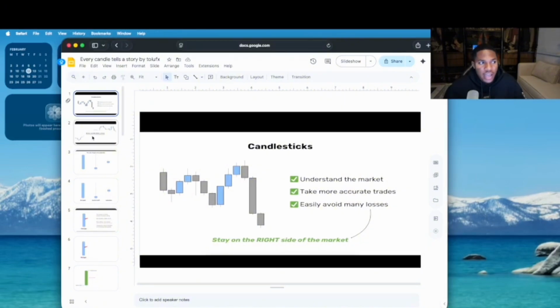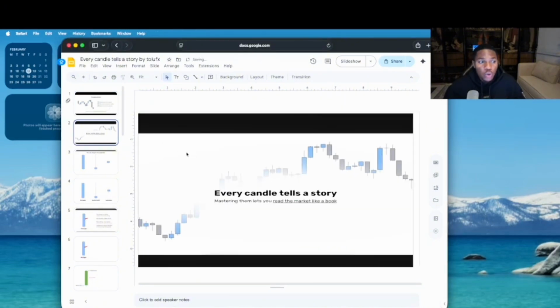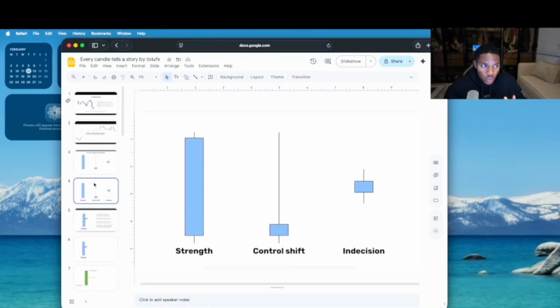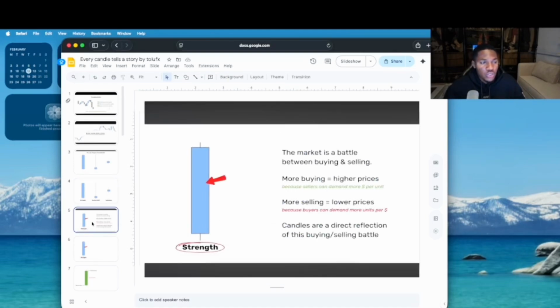Now, let's dive in. Every candlestick tells you a story. Mastering them can help you read the charts just like a book, right? Now we have three types of candlestick, which you can see here: the strength candle, the control shift candle, and the indecision candlestick. In this video, we are going to be focusing on the strength candle only. So let's dive into the strength candle.